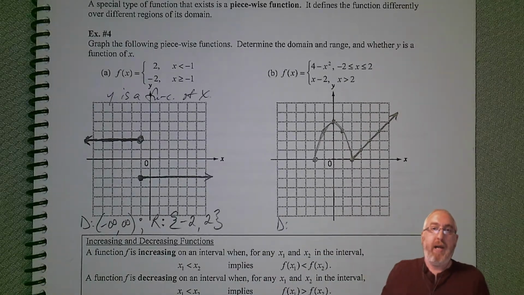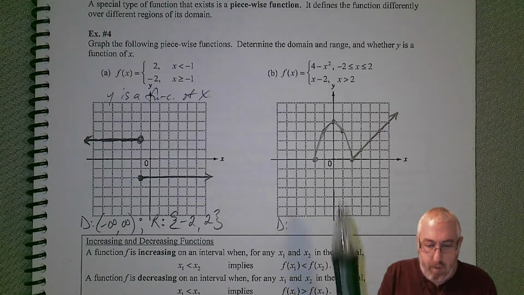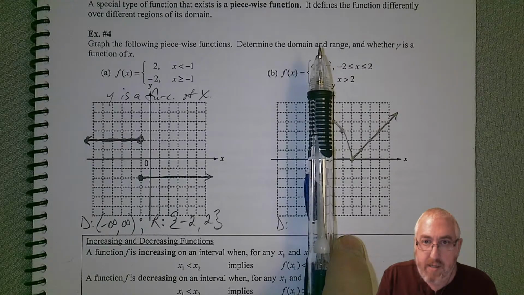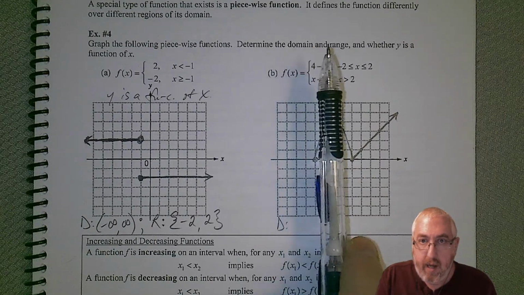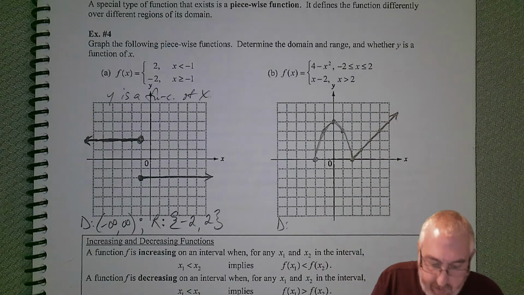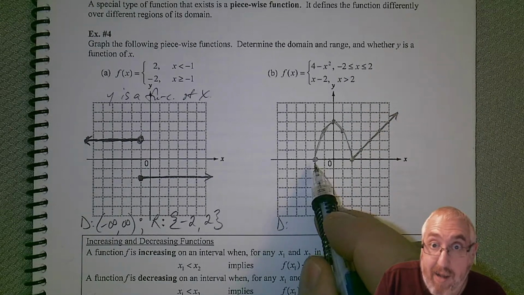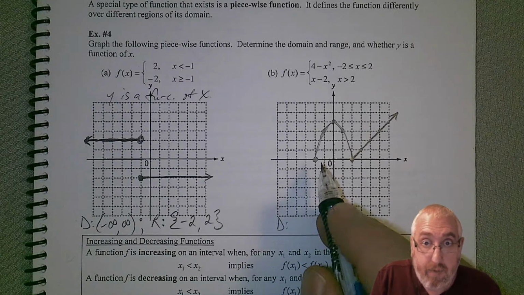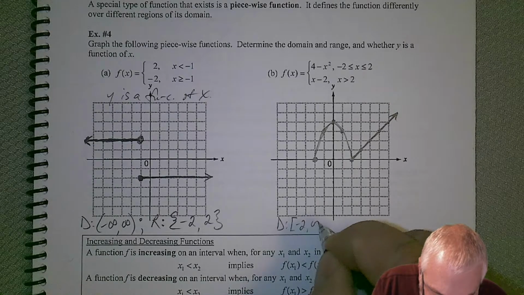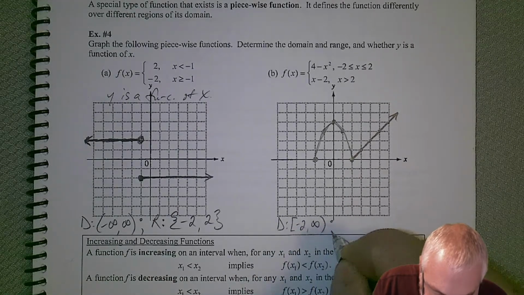So what would our domain be? So remember, use that vertical line. Nothing, nothing, nothing, nothing, wham. It's x equal to -2, and it keeps hitting the whole way after that. And because it's a solid dot, we want to include -2 in the domain. And it goes all the way to infinity.